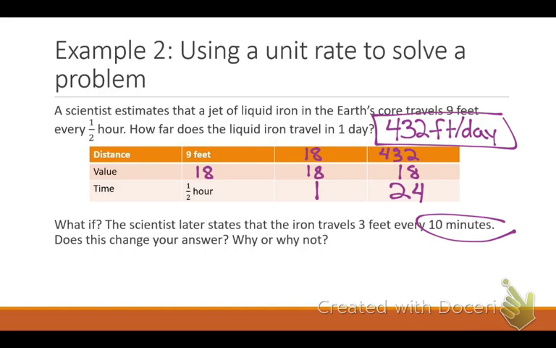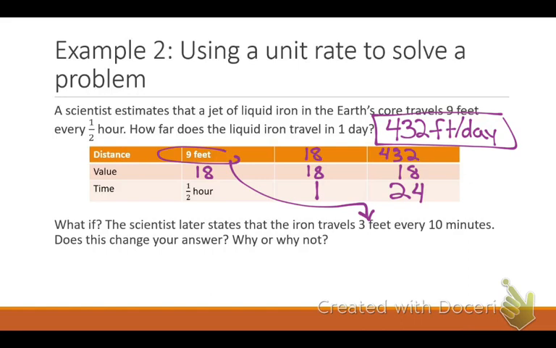I would do what? Divide by, not subtracting, divide by 3. So I can do, as long as I can do the same operation to the numerator, 9. What's 9 divided by 3? 3. It doesn't change my ratio.